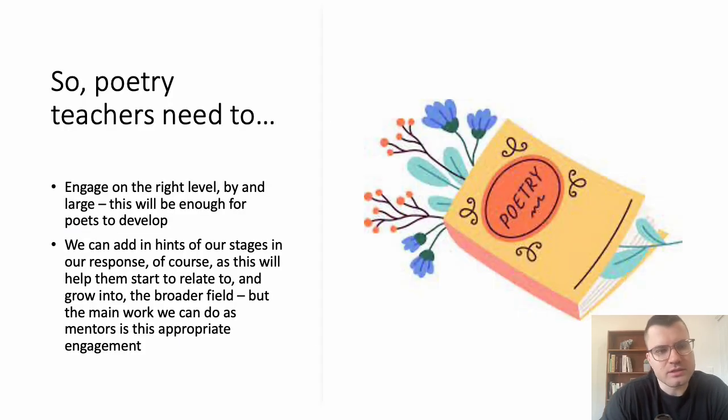So what poetry teachers need to do is engage on the right level for the poets to develop. We can also add in hints of other stages as well, because it's good for poets to know there is this broader sequence, so long as we're not doing that in a way that makes them feel like they need to rush through it, which is a very human tendency that doesn't work in practice anyway, but we can save them the time and effort by making that clear.